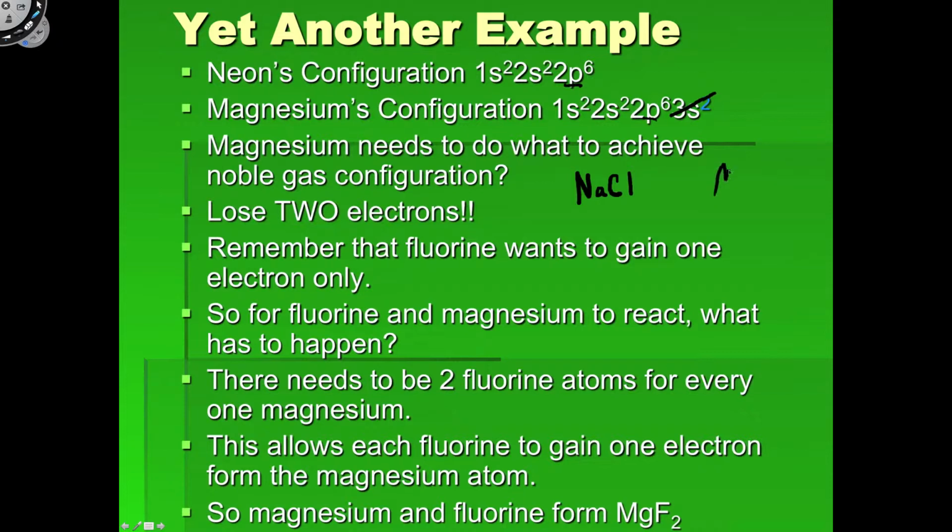Magnesium has a valence of 2. I'm going to show that with 2 dots. So it wants to get rid of those 2 dots. Each dot represents an electron. Fluorine has a valence of 7. So I'm going to put 7 dots around fluorine.